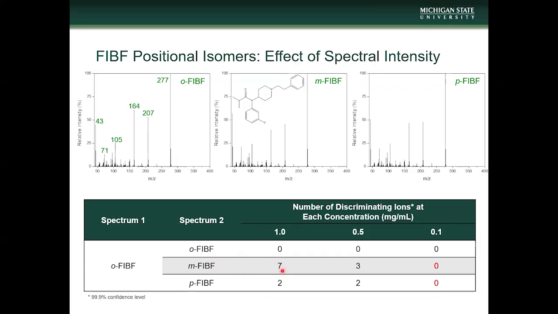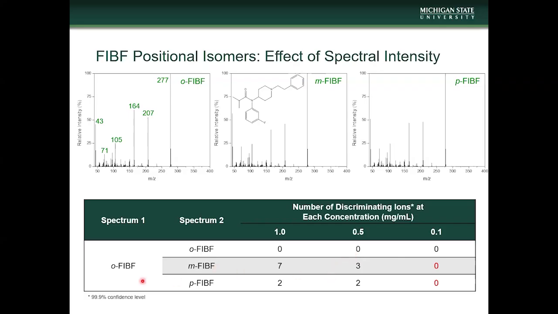So we have discrimination of the positional isomers at the 1 mg per mL concentration, and the number of ions responsible for that discrimination is definitely lower than we saw for the synthetic cathinones, but the reason for that is just the higher spectral similarity of the positional isomers compared to structural isomers, as was shown with the synthetic cathinones. As we reduce the concentration to 0.5 mg per mL, we have association again of ortho and ortho, and we still have discrimination of ortho from meta and para, but again, fewer ions responsible for discrimination with that lower spectral intensity.